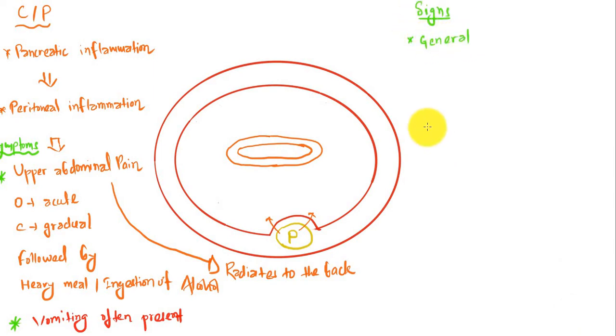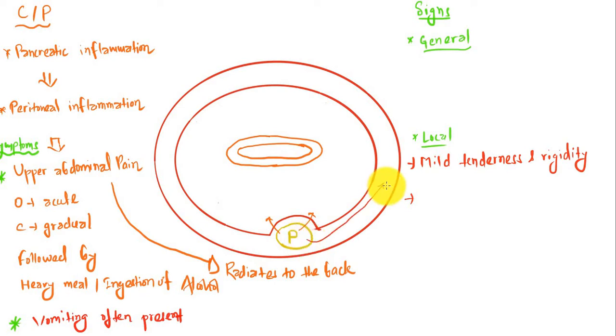Signs: general and local signs. We have two types of signs here, general and local. General is all over the body, and local is specific to the region, the abdominal region. So there is mild tenderness and rigidity. Why mild? Because the pancreas is a retroperitoneal organ. It is away from the sensitive parietal peritoneum.